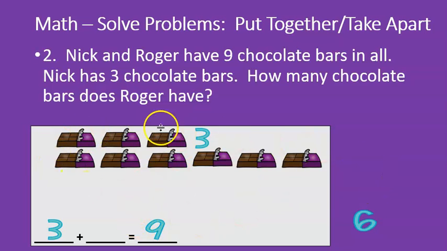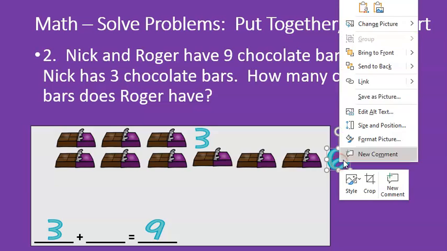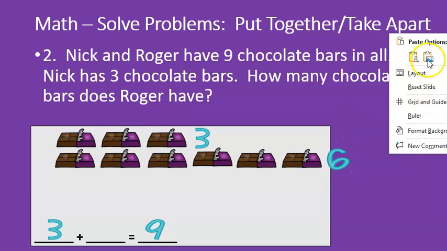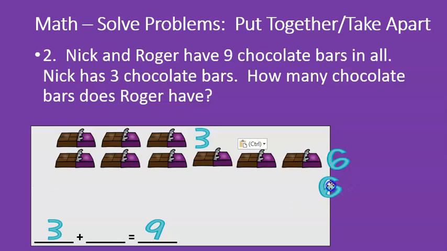All together now, we have 9 chocolate bars. We have 3 on the top. How many do we have at the bottom in the second row? Let's count. 1, 2, 3, 4, 5, 6. So look, Mr. Begay is going to put 6 there because there are 6 chocolate bars on the second row. And look, I made a second 6. That 6 has got to come there now. And look at that. We have our addition equation. We have it correct. 3 plus 6 equals 9.